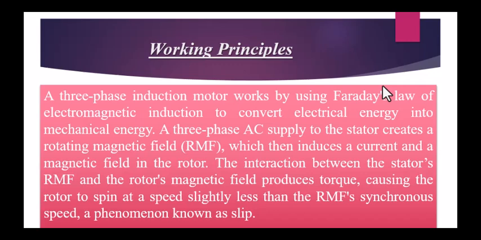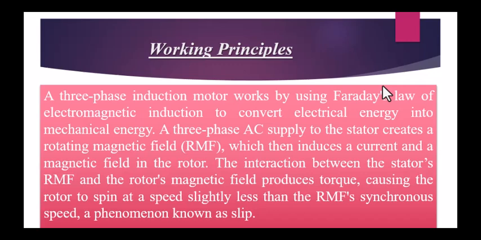A three-phase AC supply to the stator creates a rotating magnetic field which then induces current. The three-phase supply is given to the stator, which produces the rotating magnetic field and induces current in the rotor, and a magnetic field is established in the rotor. Now two magnetic fields are produced when we give the three-phase supply.